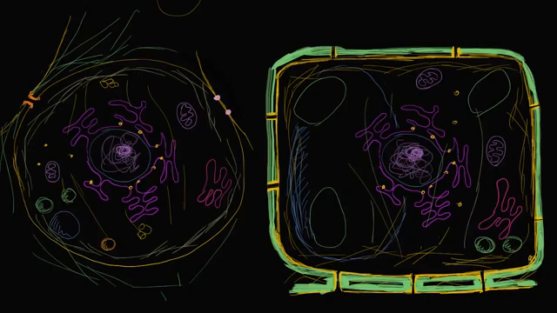Let's give ourselves an overview or synthesis of all that we've learned about plant and animal cells. What I have over here on the left is supposed to be indicative of an animal cell, and what I have on the right should be indicative of a plant cell. So let's start with what's outside of the cell.